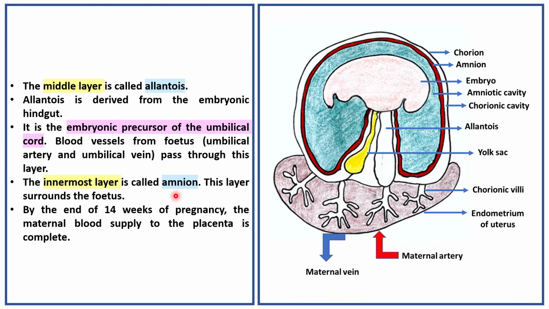The innermost layer is amnion, this red layer. This layer surrounds the fetus. By the end of 14 weeks of pregnancy, the maternal blood supply to the placenta is complete.